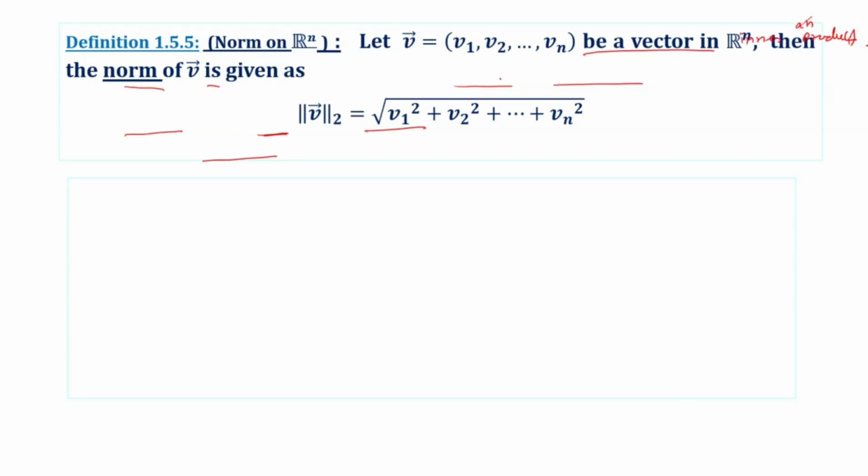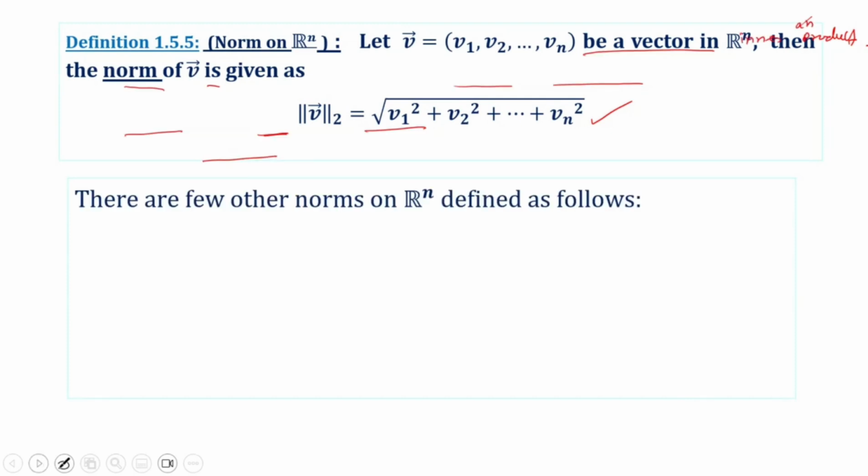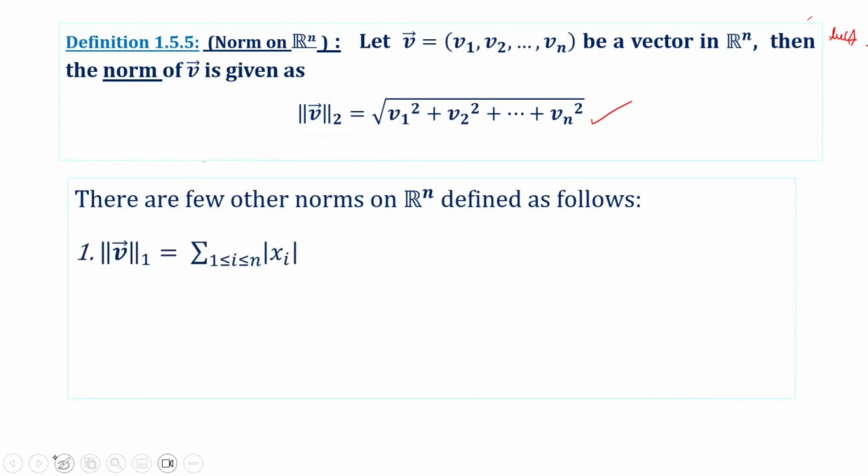Okay, let V = (V1, V2, ..., Vn) be a vector in Rn, and the norm of V is given by the square root of V1² + V2² + ... + Vn², as a component-wise addition. There are other norms on Rn defined as follows.